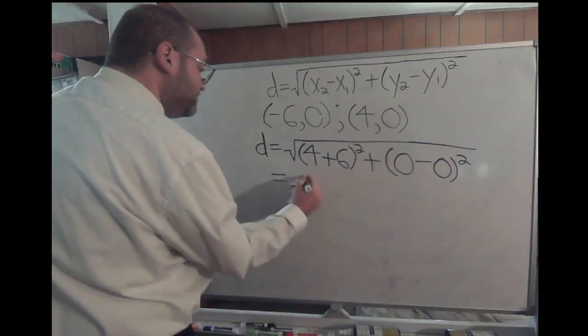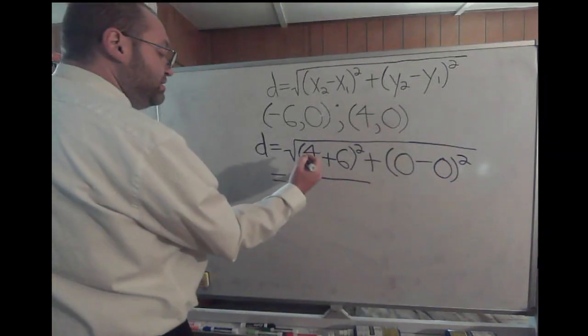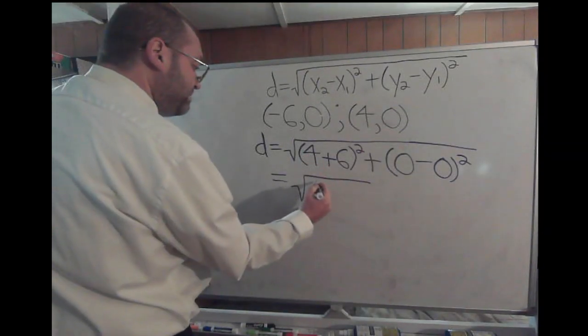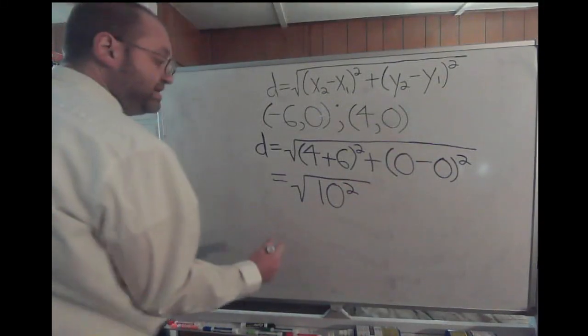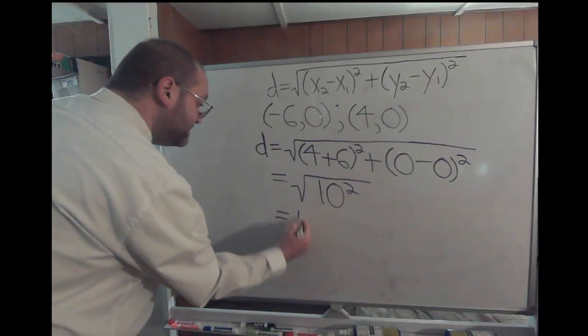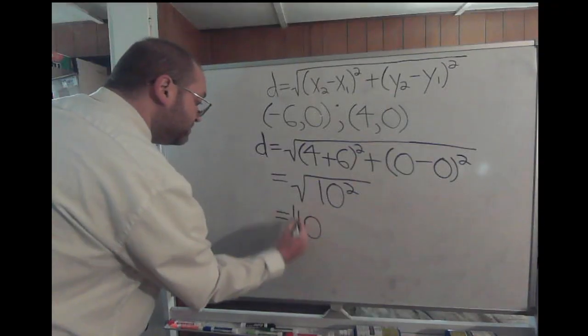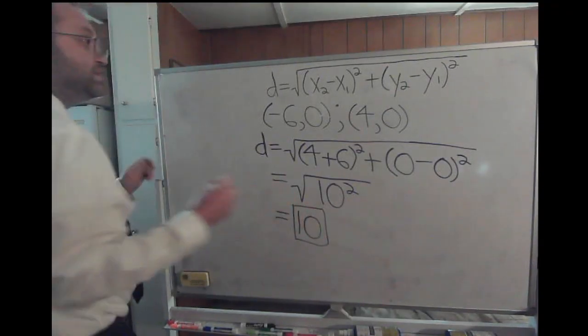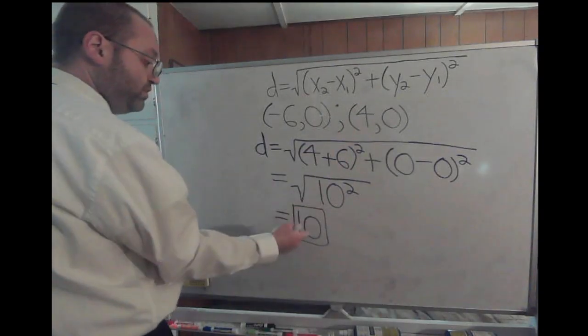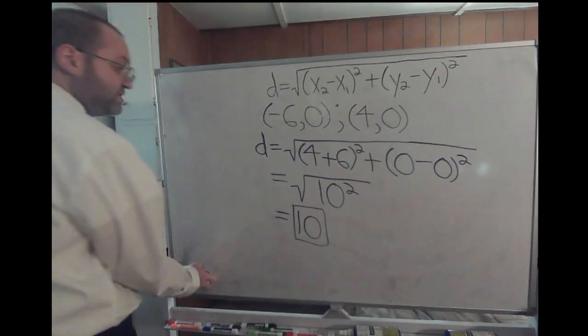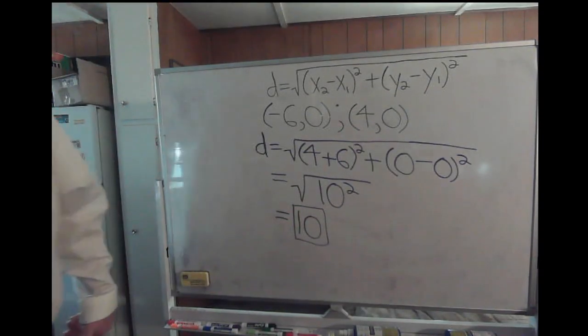So all we have to do now is figure out 4 plus 6 to the second power, that's 10 to the second power, and the square root of 10 to the second power, that's just going to be 10. So the distance between the 2 points is 10 units. That's what you would have. Between -6, 0 and 4, 0, your distance is going to be 10 units.